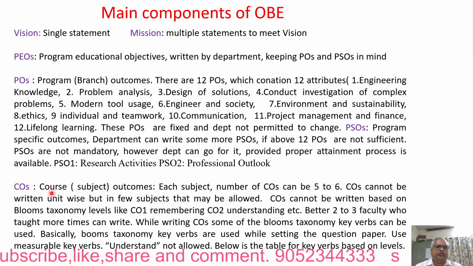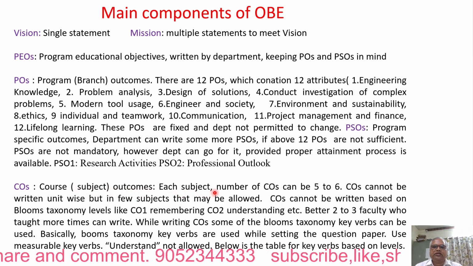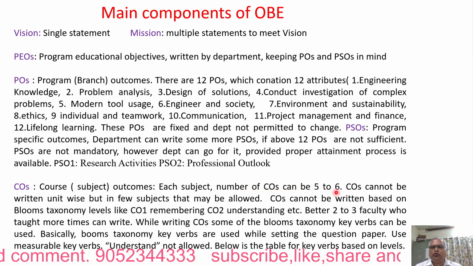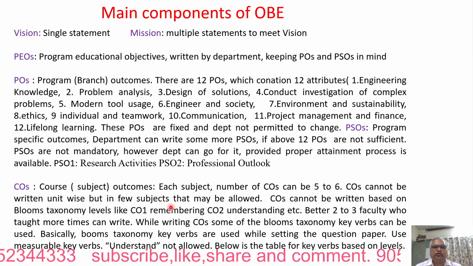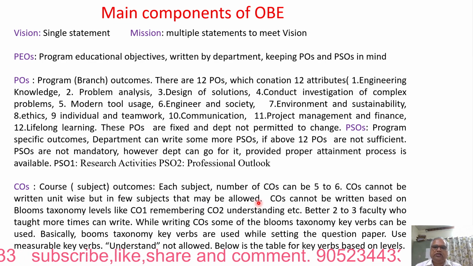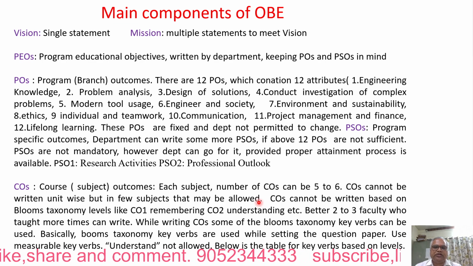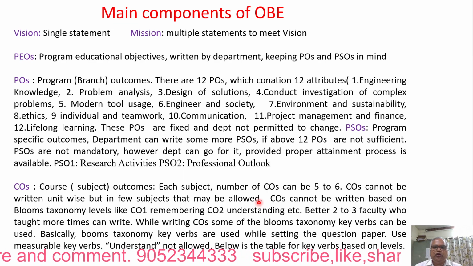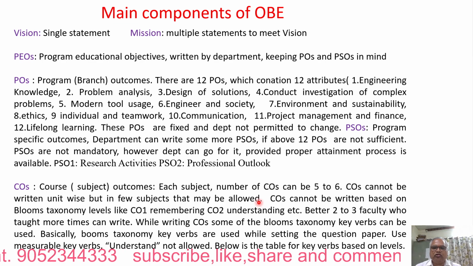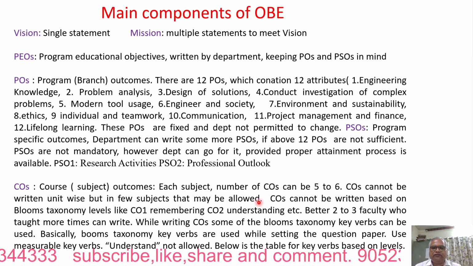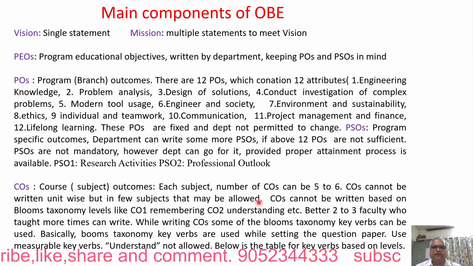Then coming to COs, course outcomes. Course means here subject. Each subject number of COs can be 5 to 6. COs cannot be written unit wise, but in few subjects that may be allowed. In general, we cannot write unit wise. If in any subject, this is rare situation, if every unit is independent, no correlation among the units, all 5 different topics, different units, in that case, 5 COs as per the unit wise we can write.